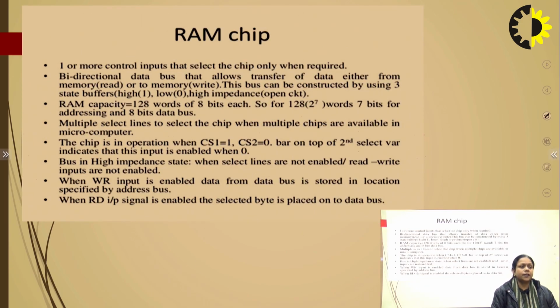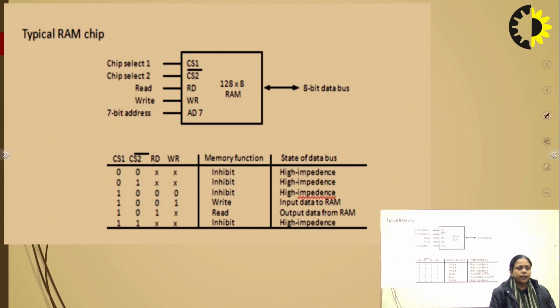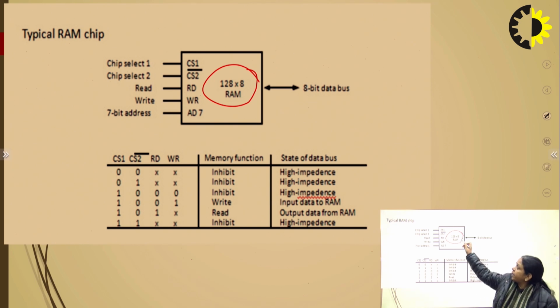Now we will understand what a RAM chip is and how it works. It has one or more control inputs that select the chip only when required. To understand the RAM chip, we should see this diagram. This is the diagram of RAM. Firstly, we should understand how this memory size is written. Here we have written 128 into 8, where 128 is the number of words and each word has 8 bits. That is why the size of the RAM is 128 into 8.